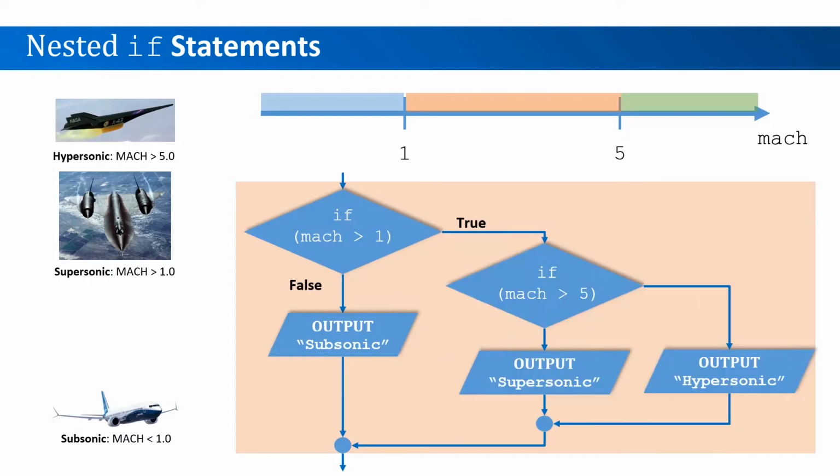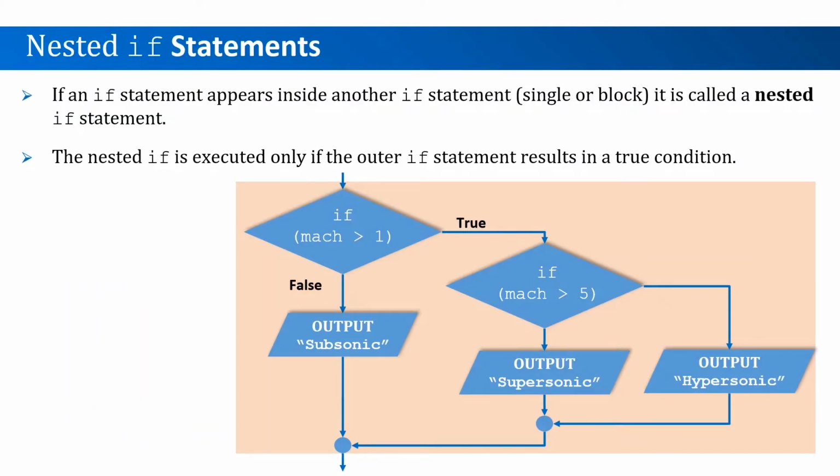Therefore, we can add another if statement that further checks the Mach number of the aircraft that already has a Mach number greater than 1 and compare it to 5. This structure is referred to as nested if statements, since we have an if statement nested inside another if statement. If the nested if statement is in the true branch of the outer if statement, it will execute if and only if the condition of the outer if statement is met.